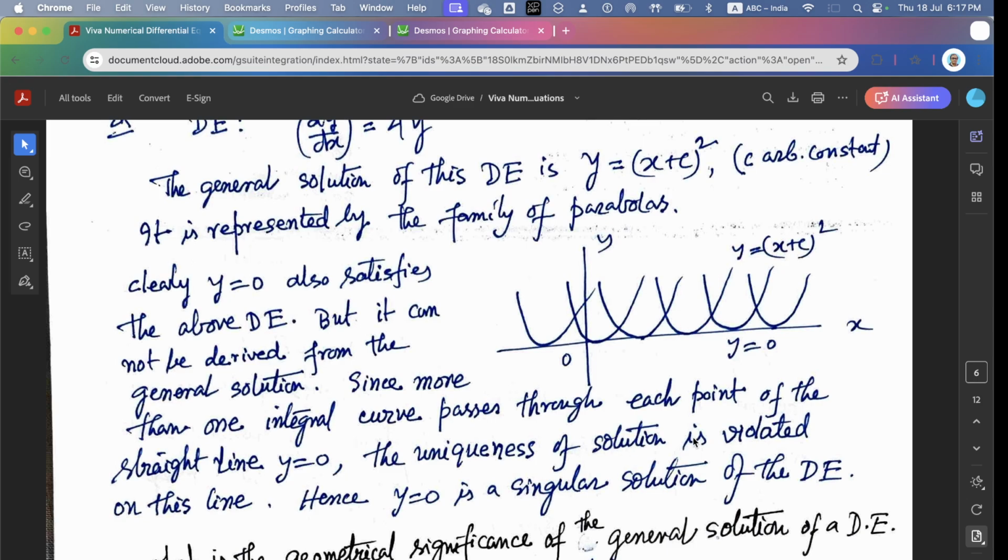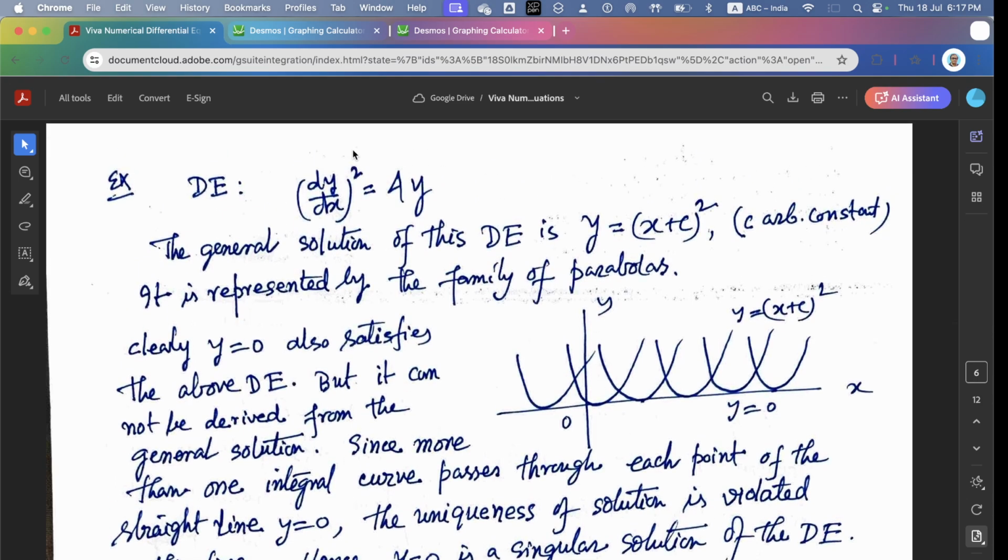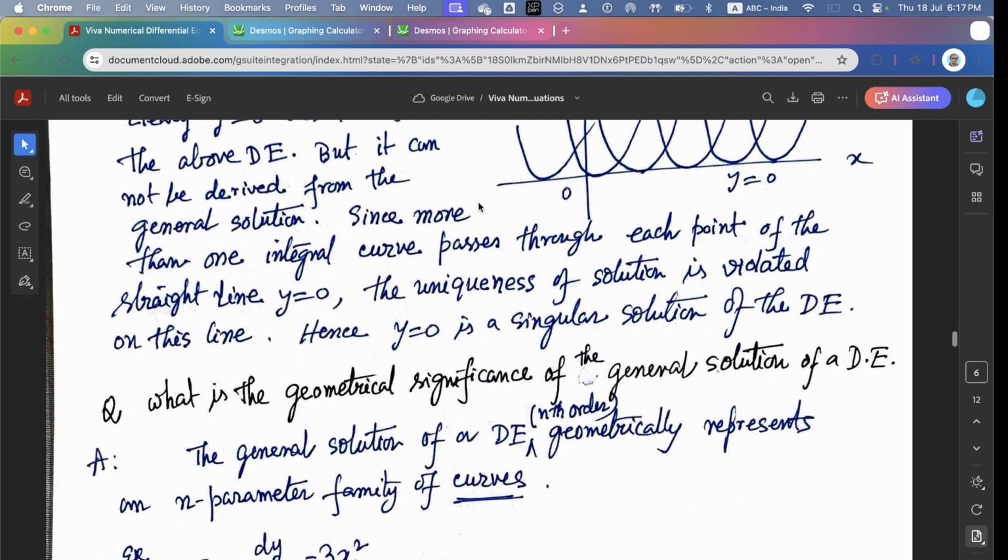The uniqueness of solution is violated in this line, hence y equal to 0 is a singular solution of this differential equation (dy/dx)^2 = 4y.